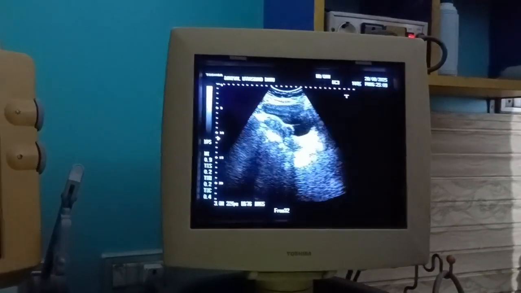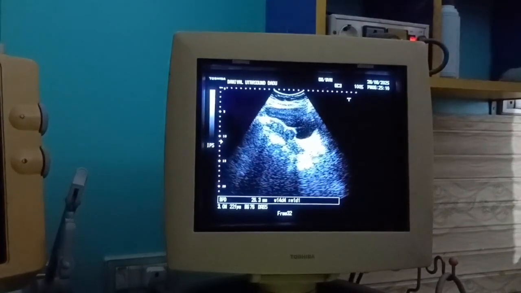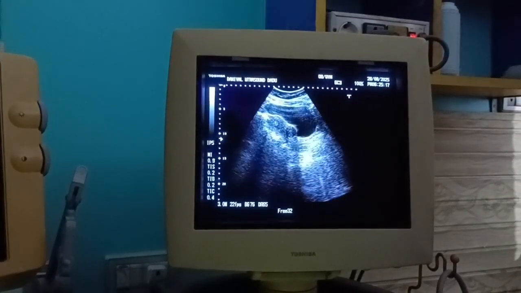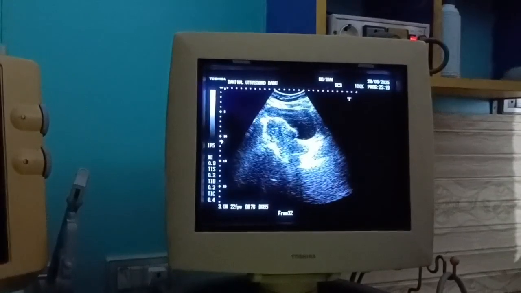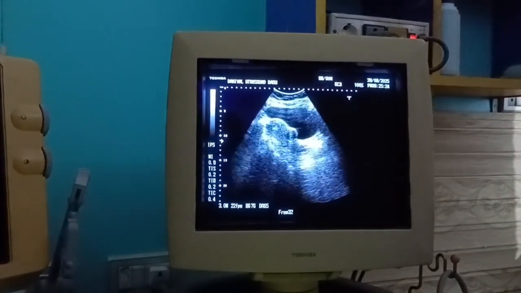So this is a fibroid measuring approximately 2.6 into 2.5 centimeters. Now the location of the fibroid is the anterior part of the myometrium region.